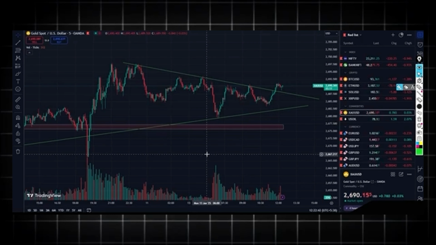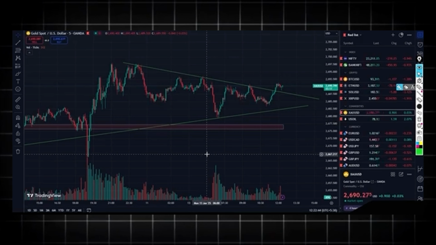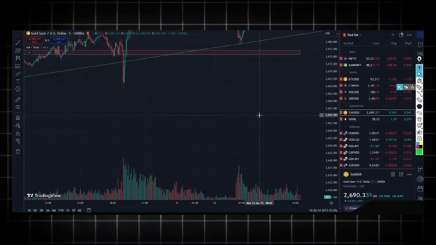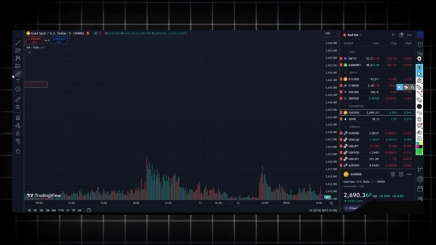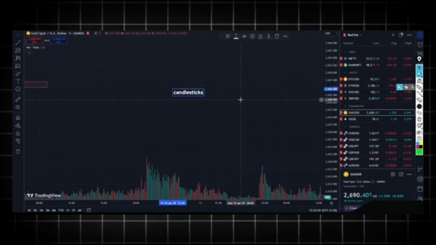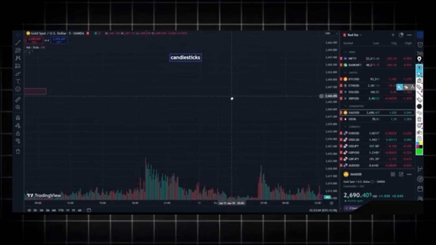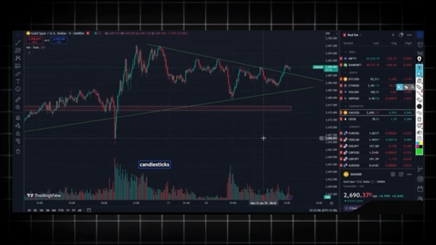What are candlesticks? If you open a chart or see any trader, you'll see a chart like this. We call it a candlestick chart. What are candles? The big ones you see in the middle, red or green, we call them candles.